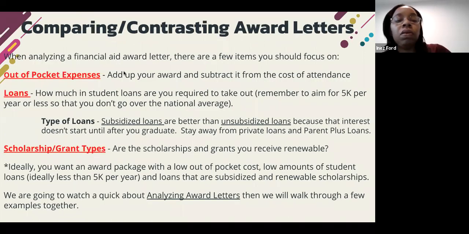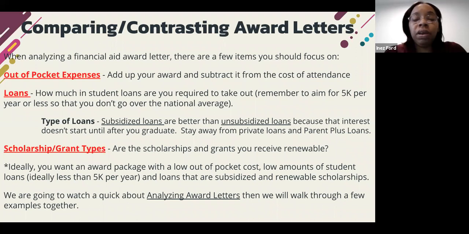Okay, so when you're looking at an award letter, here are a few items you want to focus on. You want to look at your out-of-pocket expenses. And that's just how it sounds, how much money you have to come out of your pocket to attend. So you add up all the awards that you were given, minus your parent loan. We'll talk about that. A parent loan is not guaranteed. You will not find out until July, August if your parent has been approved. So do not count on a parent loan.